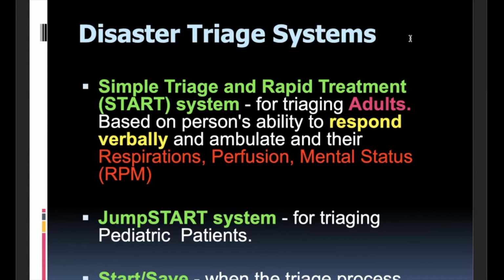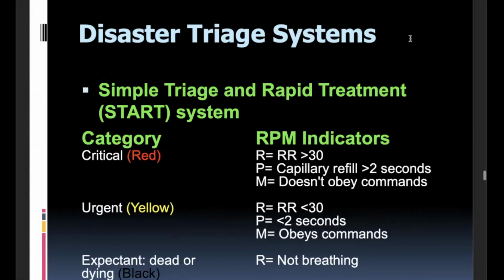We have here figure 22.3 on page 395 of your book, the combined START algorithm. The jumpstart system is for triaging pediatric patients. Okay, START is for adult, jumpstart is for pediatric patients. START is used when the triage process must be over an extended period of time. Okay, so we have here simple triage and rapid treatment. Again, this one is for your adult patient. Critical is red, urgent is yellow, expectant, dead, or dying is the black.